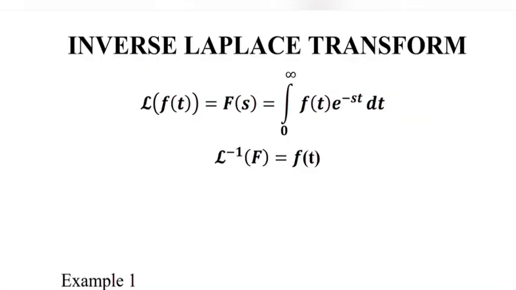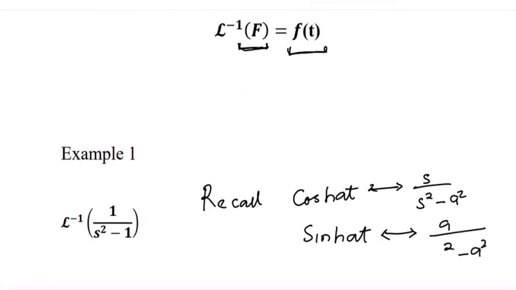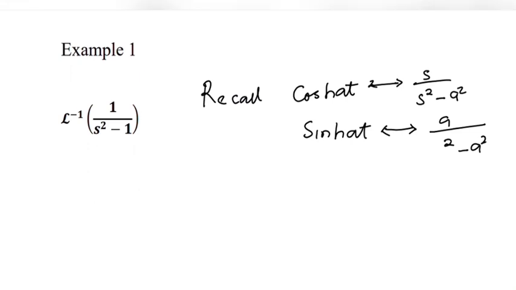But for today, we're just going to do the opposite, which is the inverse Laplace transform. That is trying to get back your f of t if you are given f of s. Okay, and that's something we are going to jump into by solving an example. So here we are asked to find the Laplace inverse of 1 over s squared minus 1.